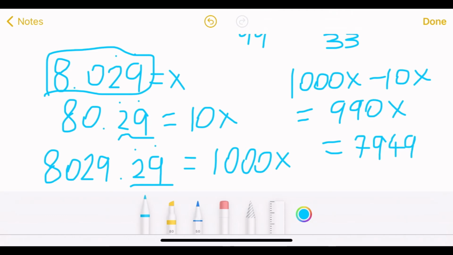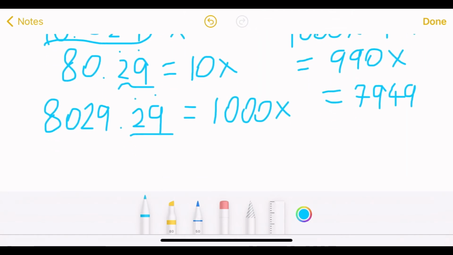Okay, now I want to find x. So I will do this number, 7,949 divided by 990, and x would be 7,949 over 990. We cannot simplify that further, so that's our final answer. And that's it with recurring decimals.